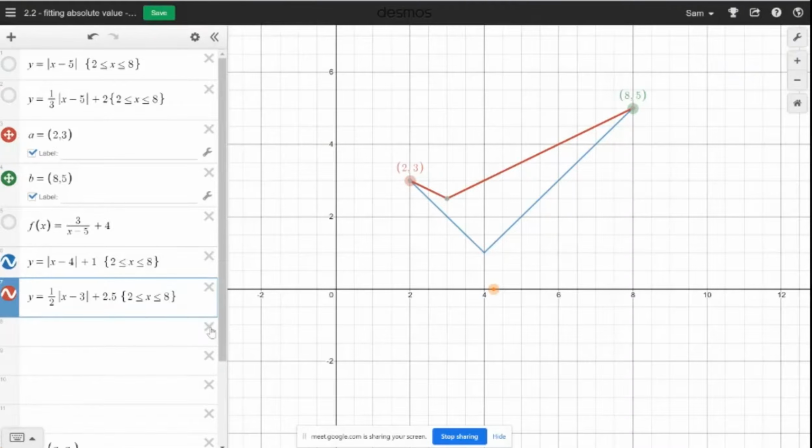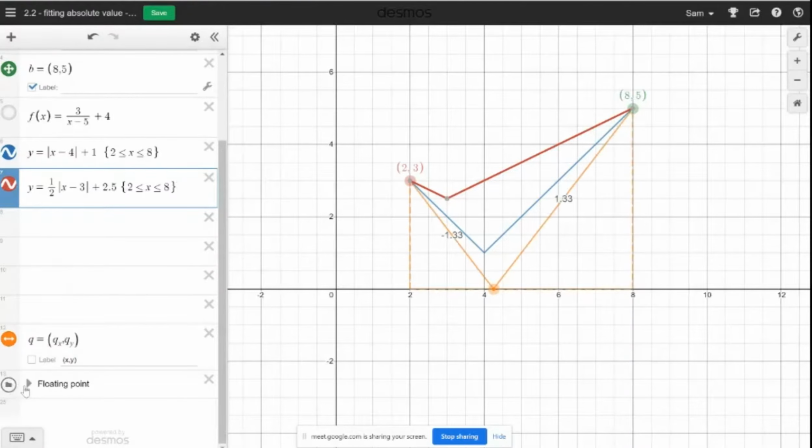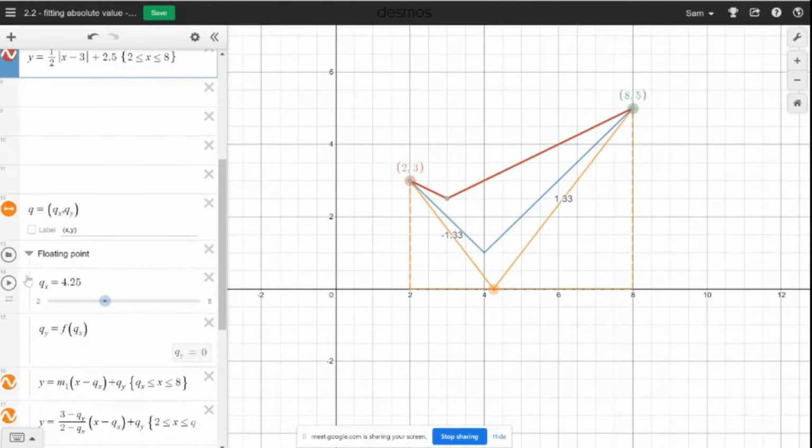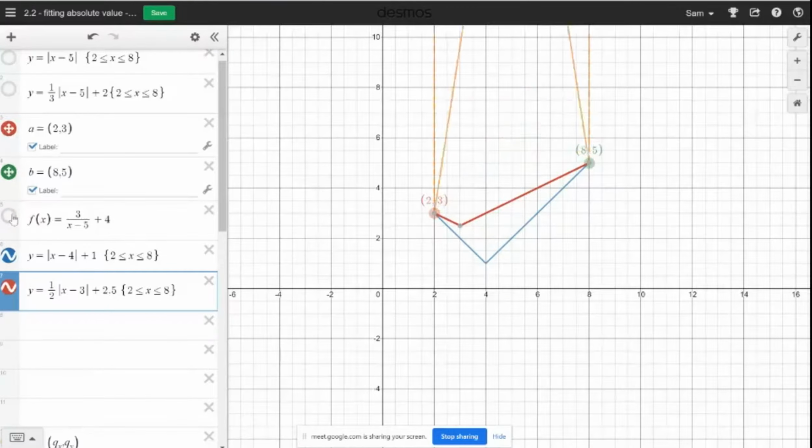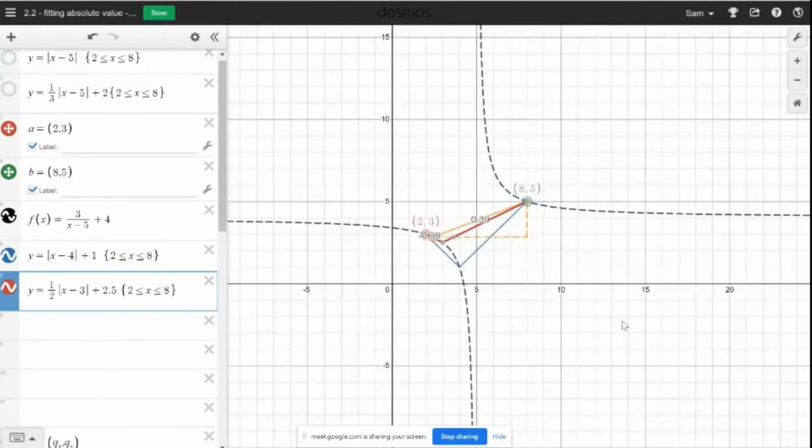Using our hyperbola, we found another absolute value function that works. So that is pretty cool. You can make as many different ones as you like. And here is something I made earlier. Here's a slider along the hyperbola, all of the different absolute value functions which will work, which is pretty cool, I think.